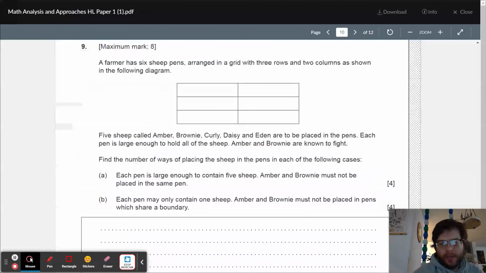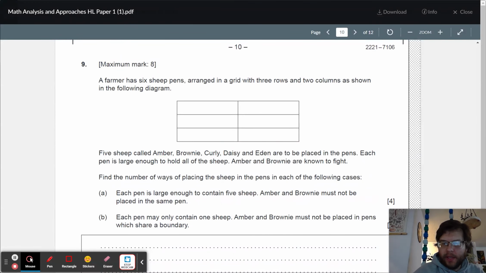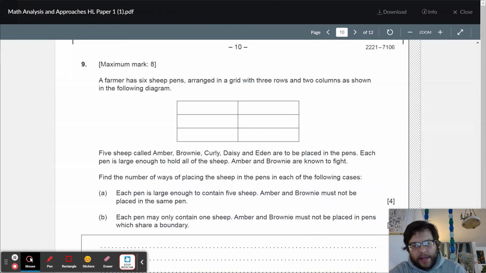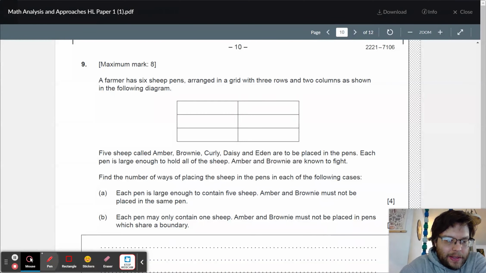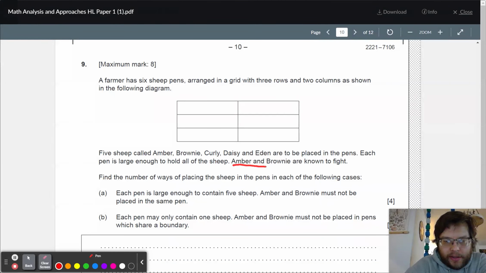All right, and I had a question for the HL practice paper 1. This wonderful problem about the sheep. So we have 5 sheep in 6 pens, and there's some issues with the sheep where they can't hang out together. They can't play nice. So we know that Amber and Brownie are known to fight. Amber and Brownie. So, question A, completely separate from question B.